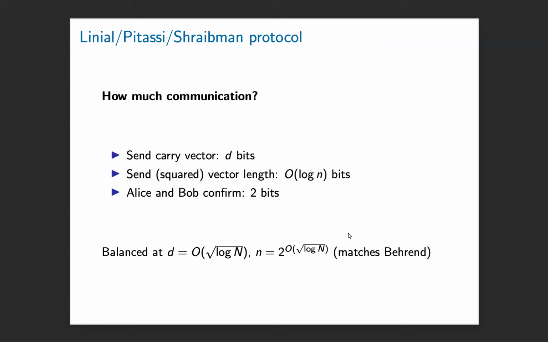Okay, so how much communication does this take? Charlie needs to send the carry vector, and that takes d bits. d is the number of dimensions. And then we send the squared lengths of our vectors. This is log n bits. And then Alice and Bob just need to confirm that their vectors have the same length. This just takes 2 bits. So we can balance the complexity of this protocol by setting d to be on the order of square root of log n. And this gives us an expression that matches Behrend's construction.